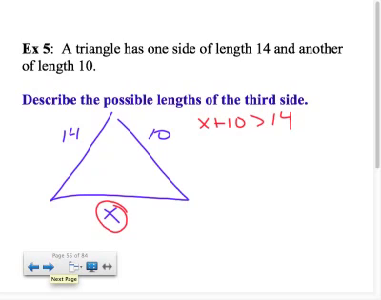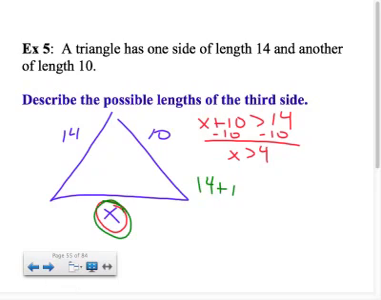When you solve that, you subtract 10 from both sides, and what you end up getting is x is greater than 4. So we know for sure x has to be bigger than 4. The second scenario you have to check is you have to assume that x is now the longest side. If x is the longest side, then the inequality that has to be true is that 14 plus 10 has to be greater than x. So that's 24 is bigger than x.